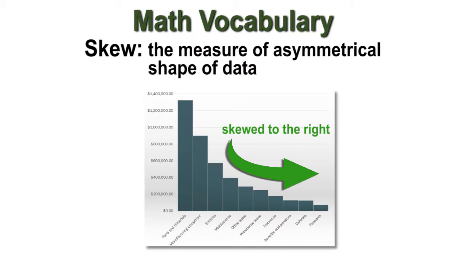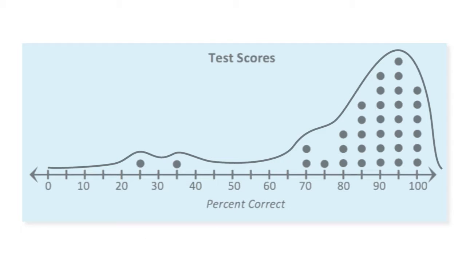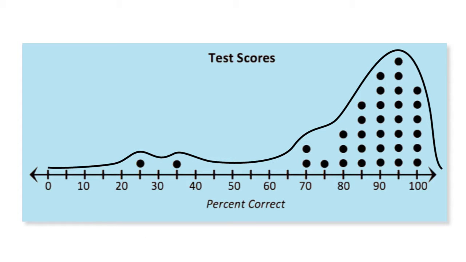Graphs with skewness will have outliers or data trailing in one direction or the other. The trail of data skews the mean. If the data has outliers on the left, then the data is skewed to the left, or the mean is skewed to the left. Let's examine the following dot plot.